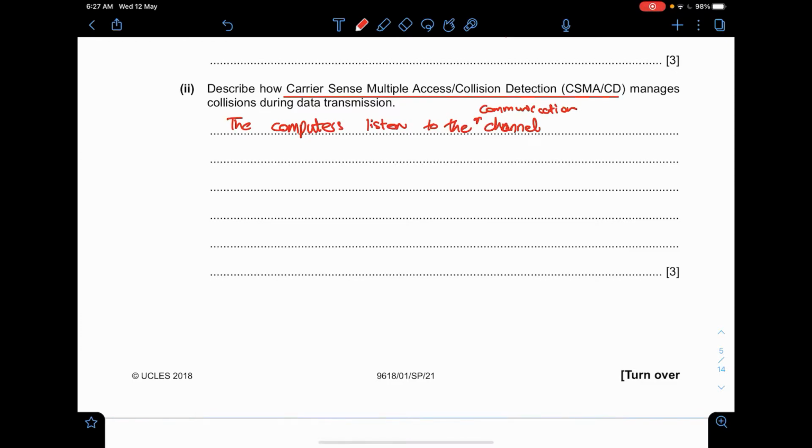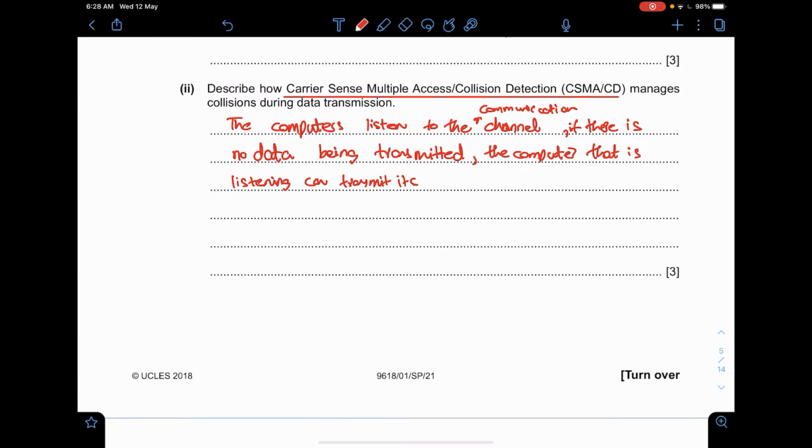So they listen to the communication channel. If there is no data being transmitted, the computer that was listening can transmit its data. So if it is noise free, then you're well and good, go ahead, send your data.